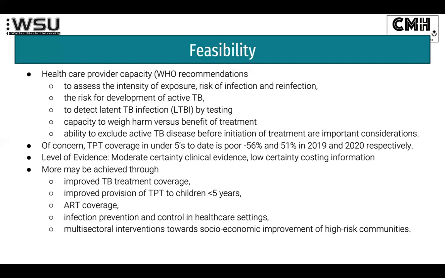And so the recommendation from the NEML committee is, rather than rolling it out to all the households, maybe we should focus on improving our treatment coverage, TB treatment coverage, improving our TPT that we're already doing for the under 5-year-olds, focusing on ART coverage, focusing on infection prevention and control, like we should be doing, and looking at the multisectoral interventions towards socioeconomic improvement of high-risk communities. So this was the NEML report, but just remember it came out before the guideline.